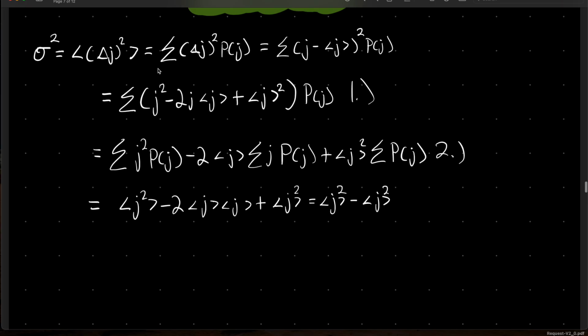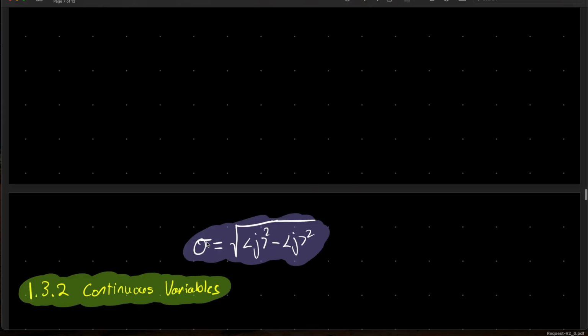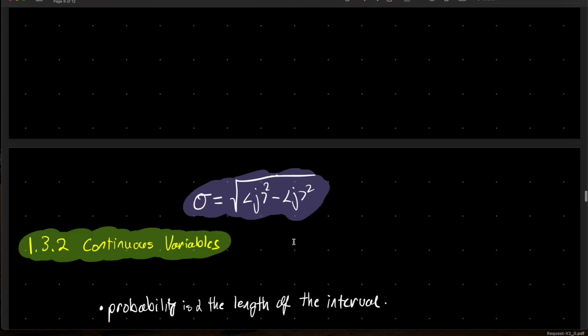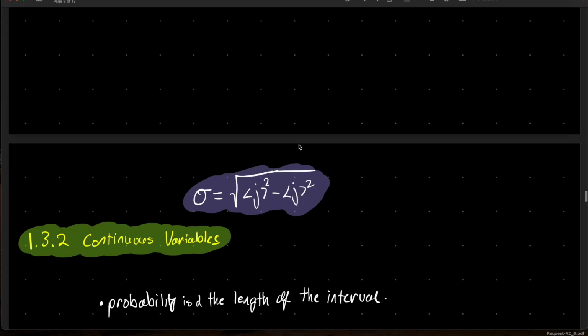But if we go through this theorem, we essentially get that sigma equals the square root of the average age squared minus, you know what? I might have that wrong, actually. The squared is supposed to be on the j, and then this part's correct right here. So we got the standard deviation.